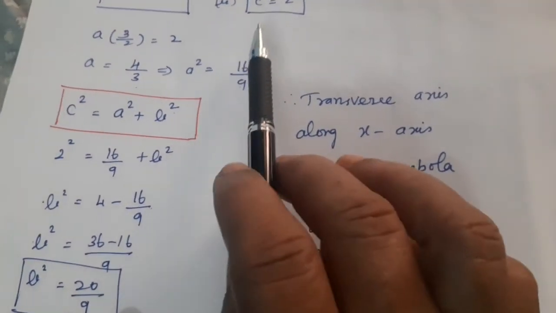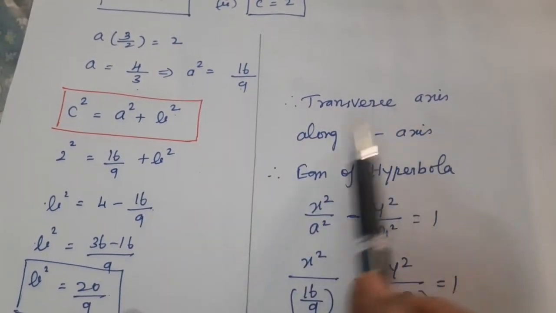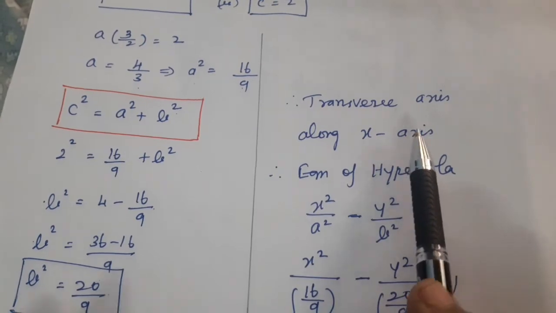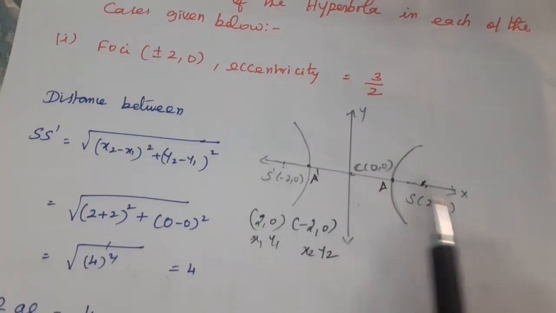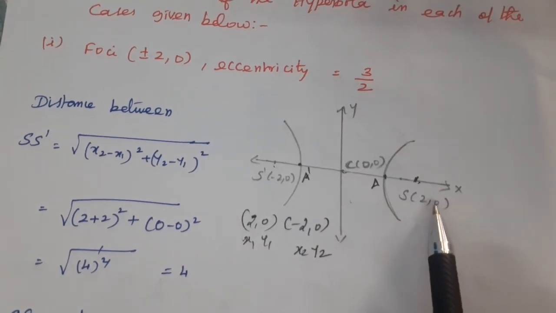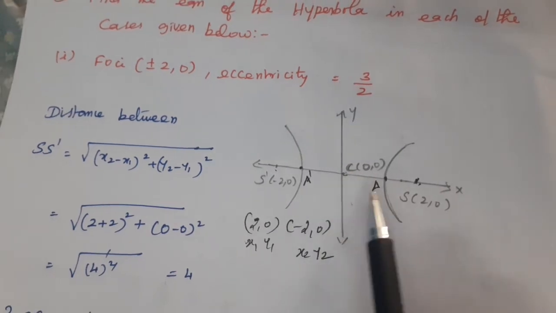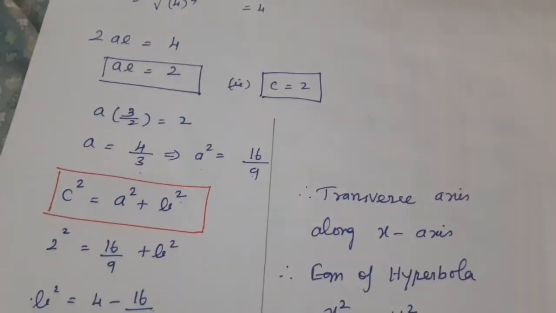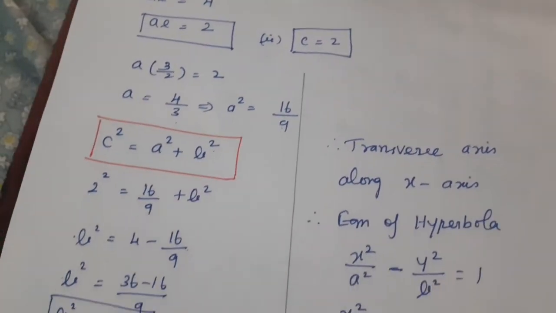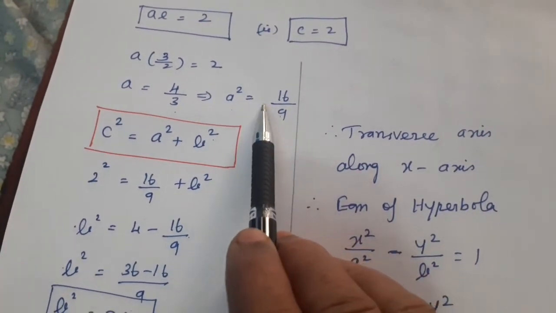So we can find out all the values. We find the C value, A value as well as B value. Now what is the transverse axis? Transverse axis along which axis? X axis. See the diagram also. Because plus 2 comma 0, minus 2 comma 0 means for Y axis there is no value, meaning the hyperbola is passing through X axis, and the center is nothing but the origin. So remember that. Depending upon the question, we find out the values. We want A square and B square values. So we find A square equal to 16 by 9.